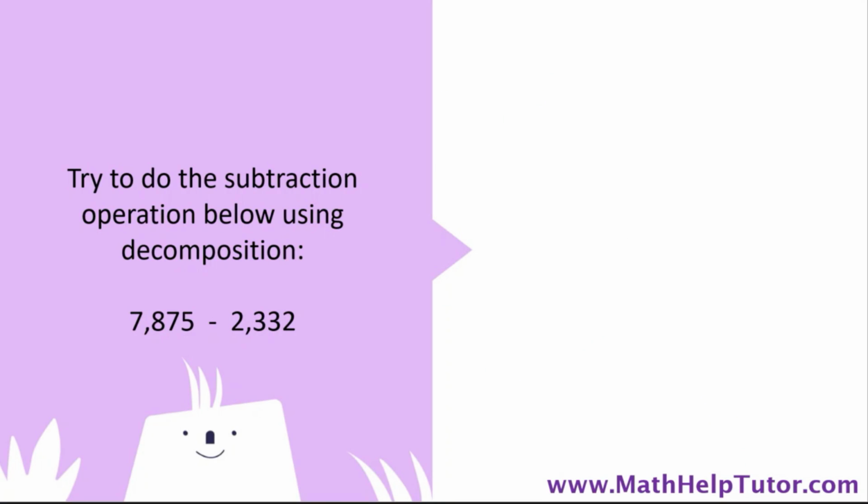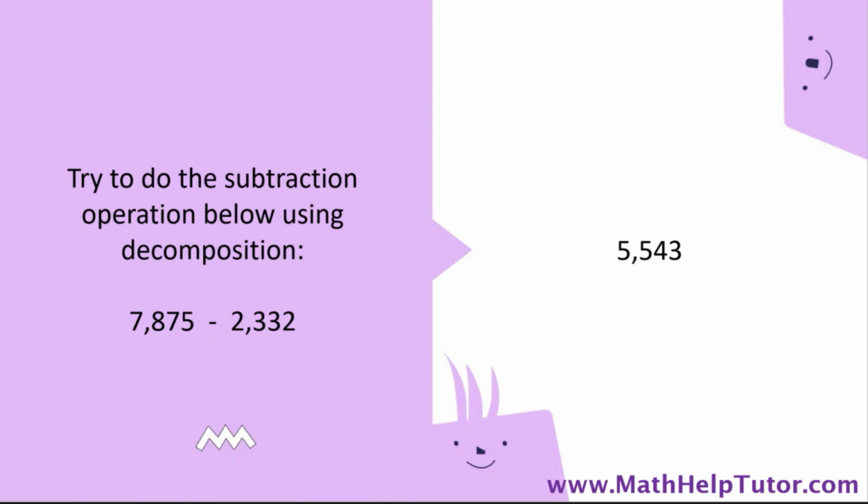Try to do the subtraction operation below using decomposition. The answer is 5,543. So how did we come up with this answer? By doing decomposition, we write these numbers into their decomposed forms. So 7,875 is equal to 7,000 plus 800 plus 70 plus 5.